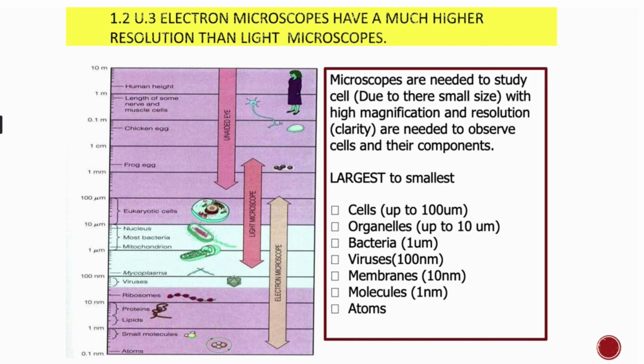Remember this one. First come the atoms, then molecules, which are about 1 nanometer in size, membranes 10 nanometers, viruses 100 nanometers, bacteria 1 micrometer, organelles up to 10 micrometers, and cells up to 100 micrometers. You have to remember these things. Bacteria are bigger than the membranes. Viruses are bigger than membranes, bacteria are bigger than viruses, and organelles are bigger than the bacteria.